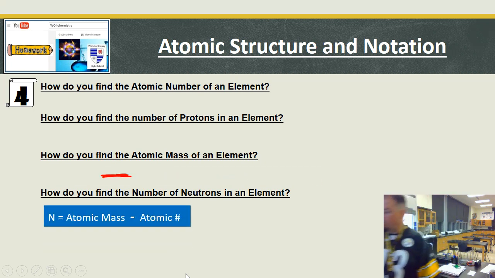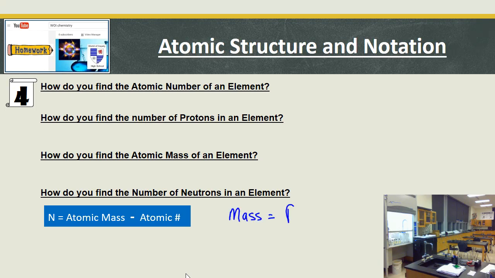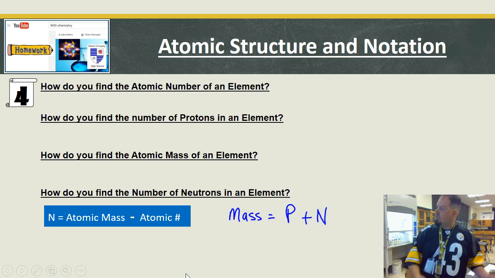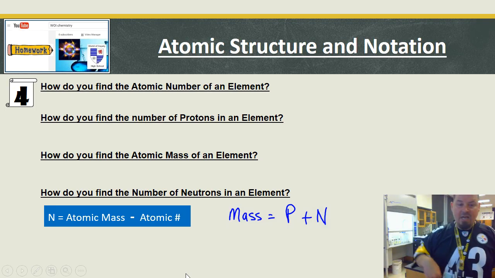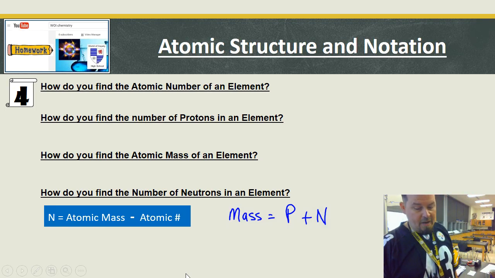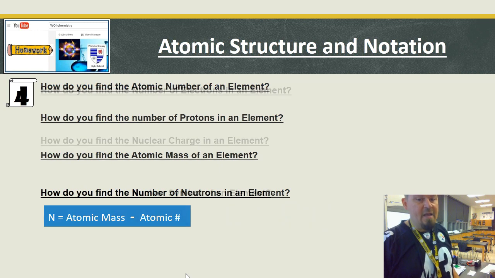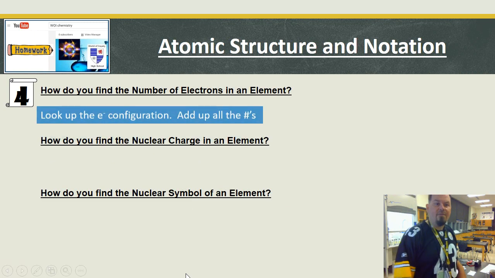How do we find the number of neutrons? Well, neutrons equals the atomic mass minus the atomic number. I can rewrite a different statement here, and I could say that the mass is going to equal protons plus neutrons. Well, if I want to solve for neutrons, I'd have to subtract protons from the other side and get neutrons equals mass minus protons, which is the same thing that I have here because protons and atomic number are the same thing. We've got to make sure we can go backwards and forwards with that and not get caught up.